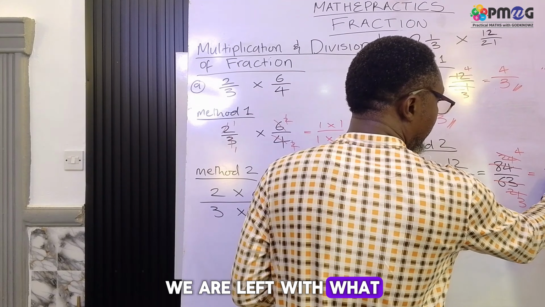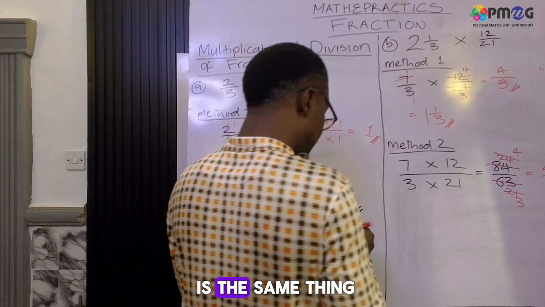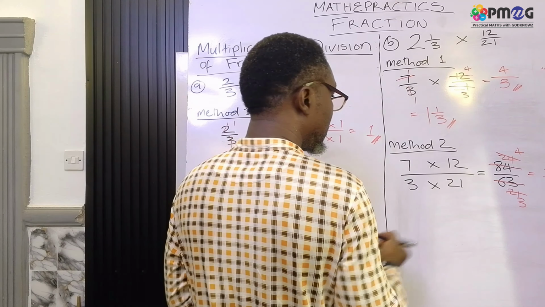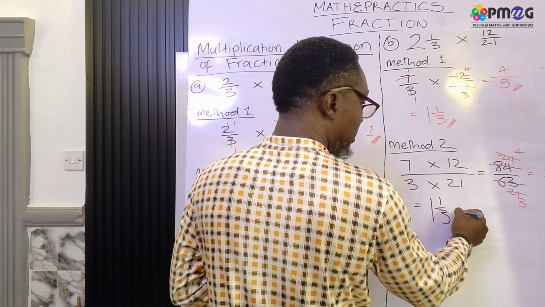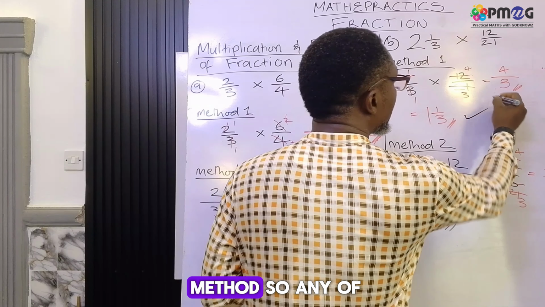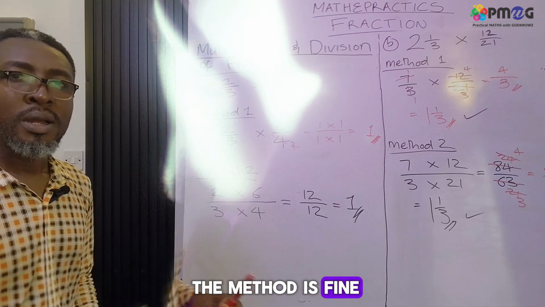We are left with what? 4 over 3, which is the same thing as what? 1 whole number 1 over 3, just as in the first method. So any of the methods is fine.